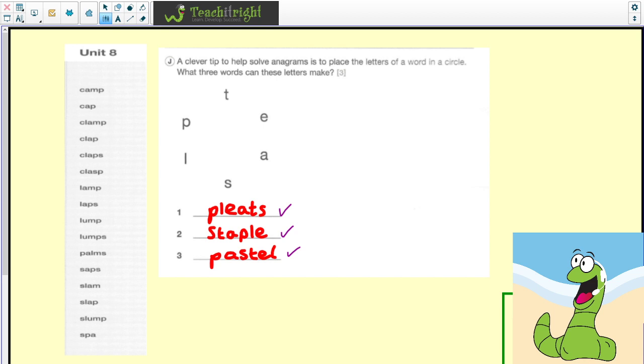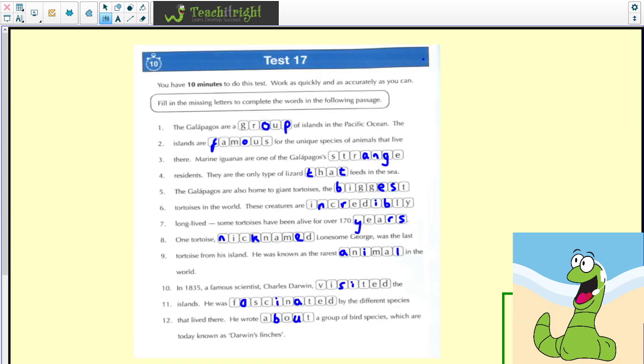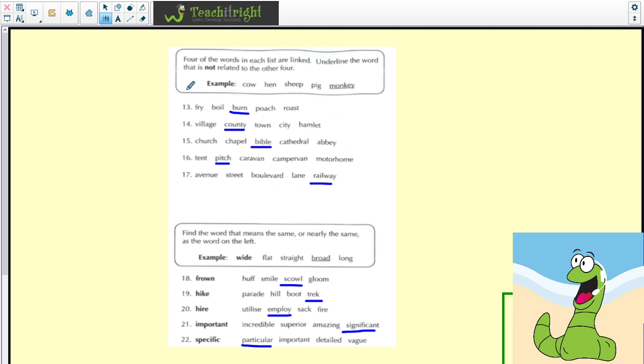We're now going to move on to your CGP book, and we're going to have a look at, first of all, test 17. And with test 17, you've got a closed passage, first of all, about the Galapagos Islands in the Pacific Ocean, and I've filled in all of the words here. So we've got group, famous, strange, that, biggest, incredibly, years, nicknamed, animal, visited, fascinated and about. So give yourself a mark out of 12 if you got all of those. All about reading beyond the sentence to help you with that, but very interesting passage there about the giant tortoises in the Galapagos Islands.